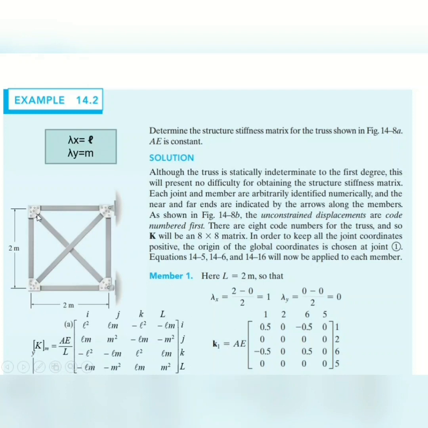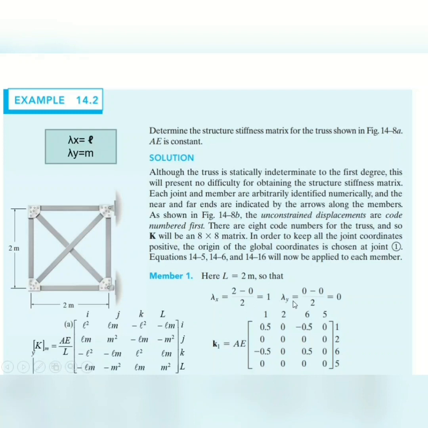So we know that this truss has 6 members, so our first member is this. We are taking member 1, its length is 2 and its L, which is lambda x, is equal to x2 minus x1 divided by L, which is the equation we have discussed previously. So x2, what is x2? Member 1's first point is x1, the second point is x2. So x2 is 2 and x1 is 0, so 2 minus 0 divided by L, which is 2, so 1.